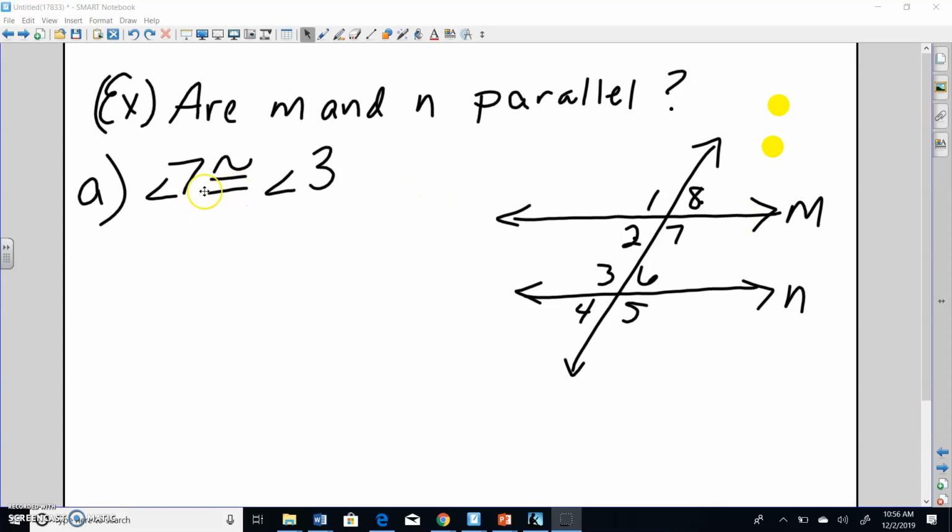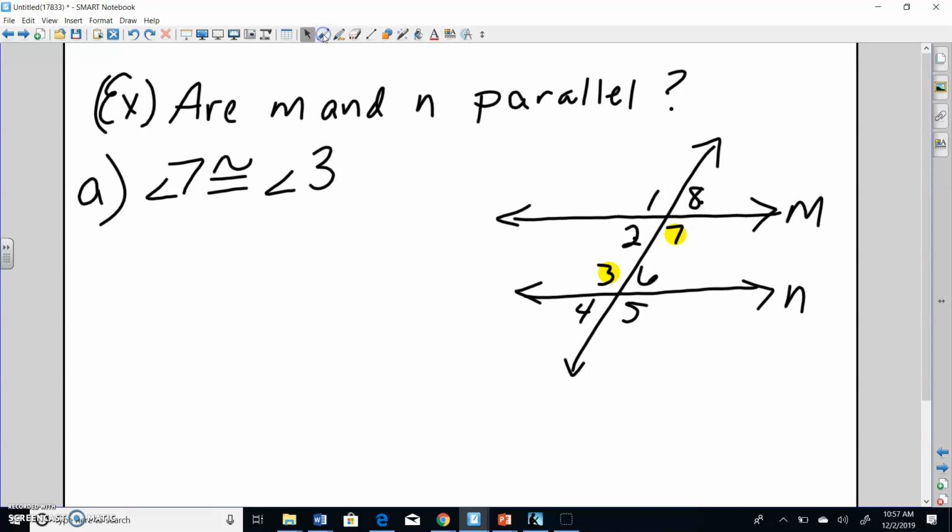For example A, we know that angle 7 is congruent to angle 3. So angle 7 and angle 3 are the two angles we're looking at. Okay, so what? We're trying to say, are they parallel or not? So what type of angles are 7 and 3? Alternate interior. Do we have a theorem or postulate that says if the alternate interior angles are congruent, then the lines are parallel? Yes, we do.